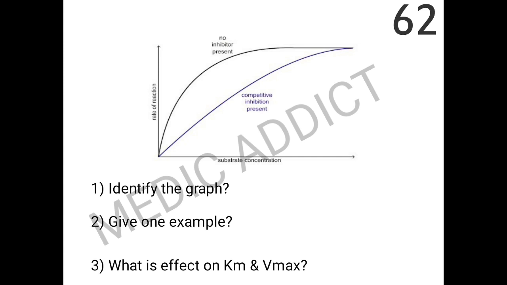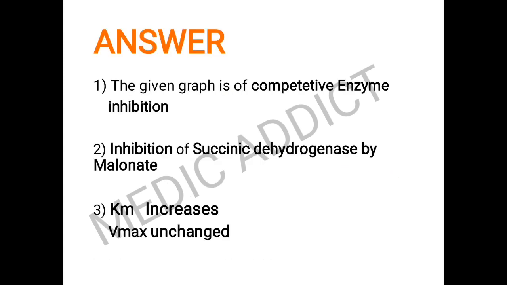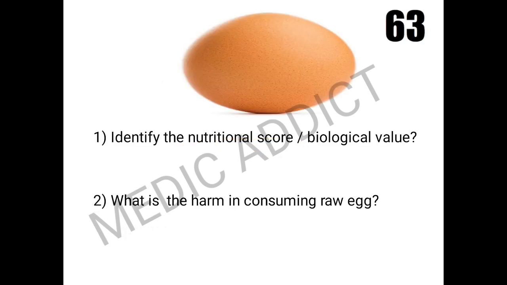So based on the given graph, we have to identify which type of enzyme inhibition it is. We have to give the example and the effect on Km and Vmax. So the given graph is of competitive inhibition, and the example is the inhibition of succinate dehydrogenase by malonate. So here the Km value increases and the Vmax value remains unchanged. Let's look to the next spot.